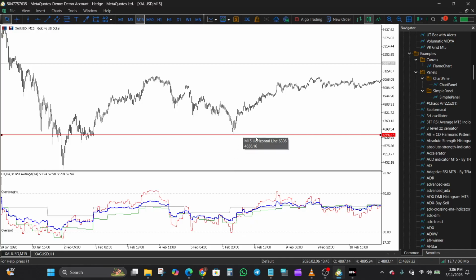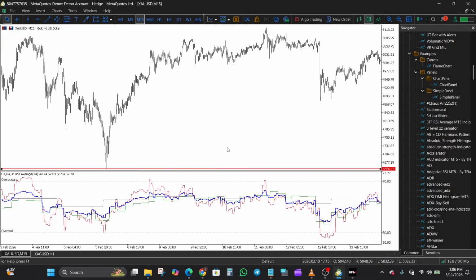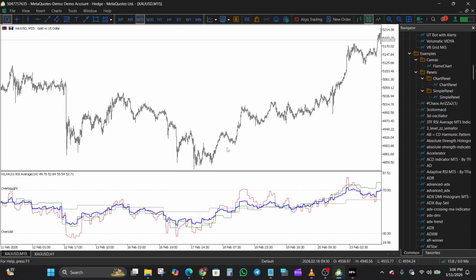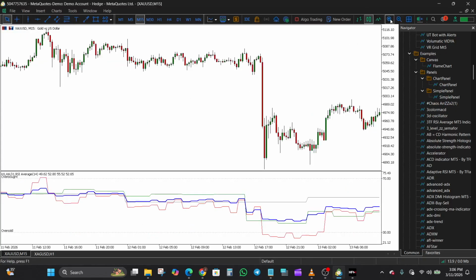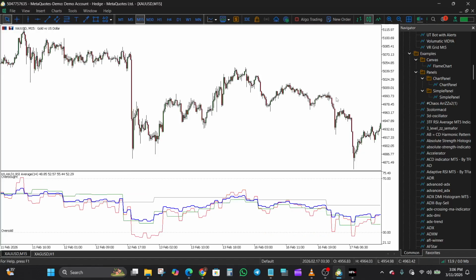But in order to maximize your pips, you can either choose the red line entering the oversold territory, that's for a sell trade, in order to close your sell trade, or you just wait for price to get to a significant key level like the support level to close your sell trade. Of course, a buy trade is just the opposite. So that is it for this indicator, the 3TF RSI Average Indicator.